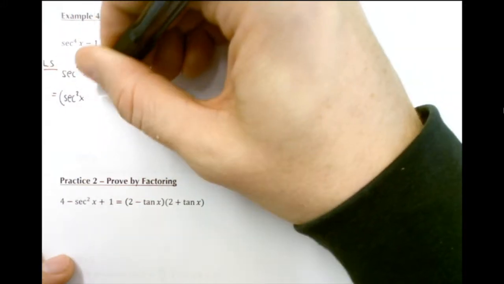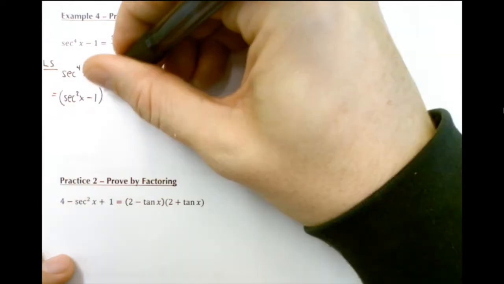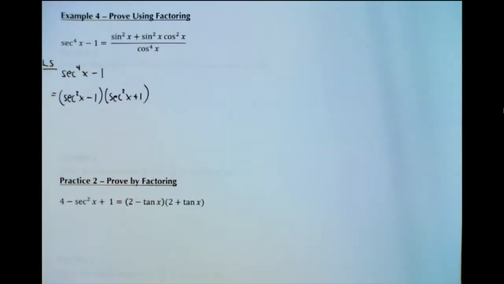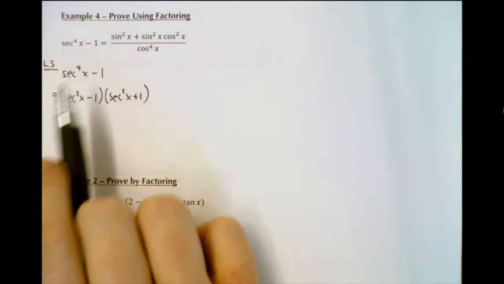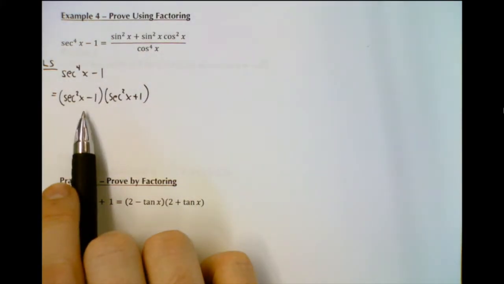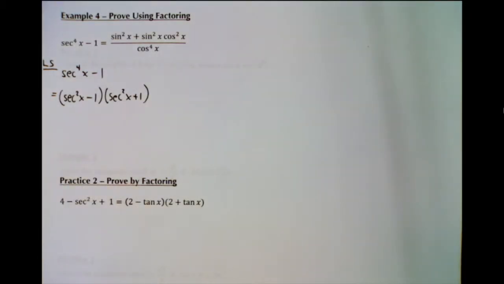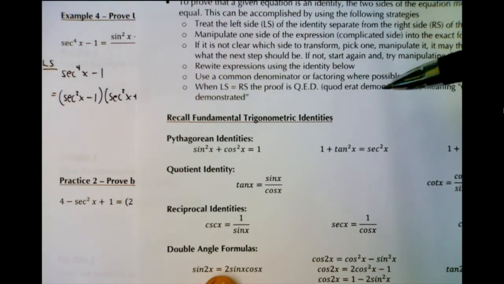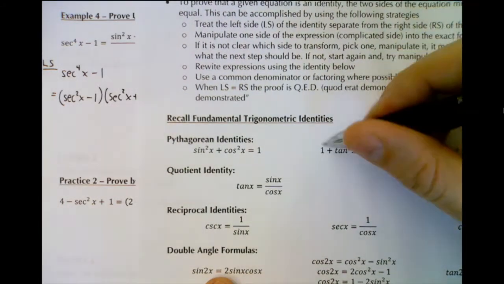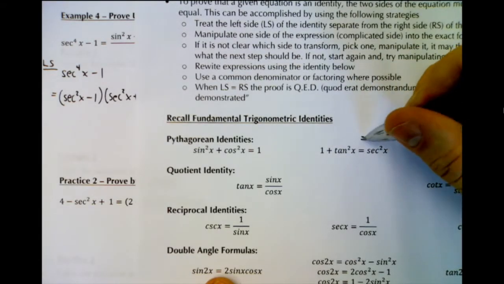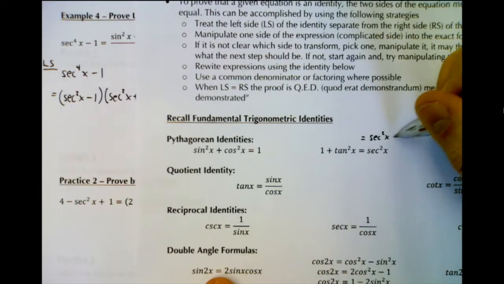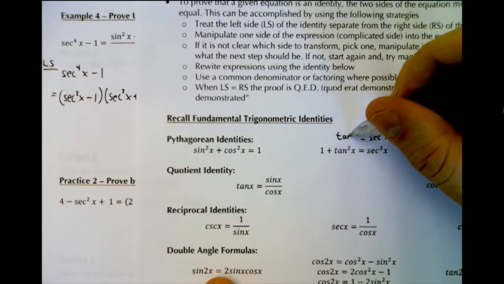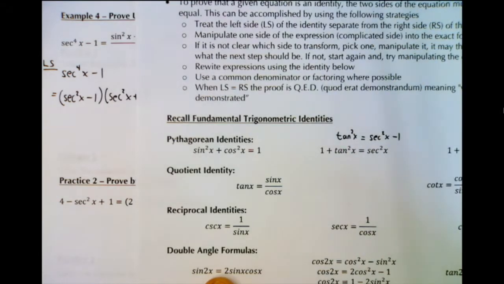The square root of the last term is 1, so we get secant squared x minus 1 and secant squared x plus 1. So we have factored this difference of squares. Now we have another difference of squares here. Or, if you look at it another way, we have a version of a Pythagorean identity. Secant squared x, if we subtract 1 from both sides, is the same as tan squared x.